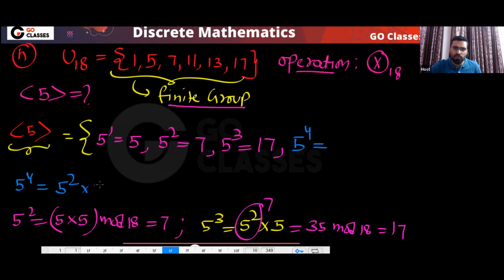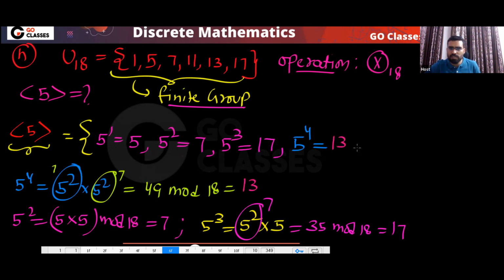That will be 5 power 2 times 5 power 2. You already know 5 power 2 is 7, and this is also 7. So that will be 49 mod 18, and I think that will be 13. And what will be 5 power 5? This 13 multiplied by 5 mod 18. So I think this will be 11.